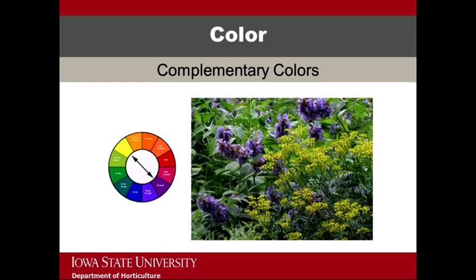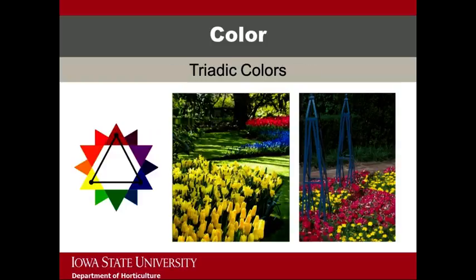Here is an example of the complementary colors, yellow and purple, and how they were used in a planting. And here is an example of a triadic color scheme using yellow, blue, and red. This combination is also known as the primary colors, and these images show how they were used in different plantings. The other triadic color combination is purple, orange, and green.